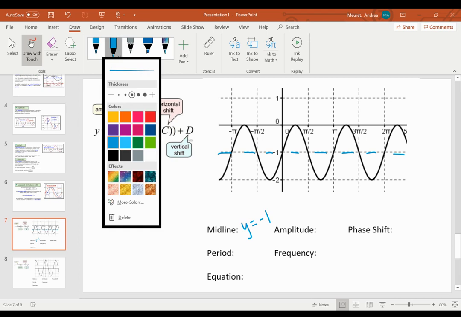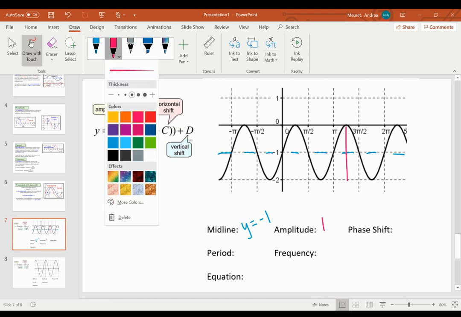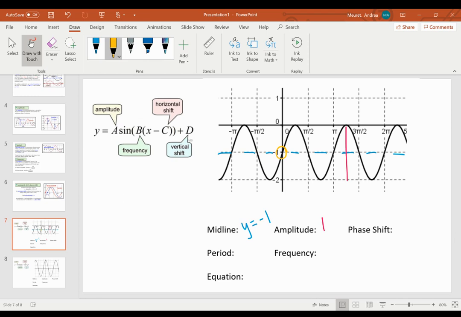The amplitude for this graph, which is the distance halfway from the maximum height to the minimum height, is a distance of 2, and half of 2 is equal to 1. So the amplitude is 1. This particular function doesn't have a phase shift because it starts right here at 0 on the midline, and that's what a sine function does without a phase shift. Without a phase shift, a sine function starts at 0 on the midline, so the phase shift is actually 0.